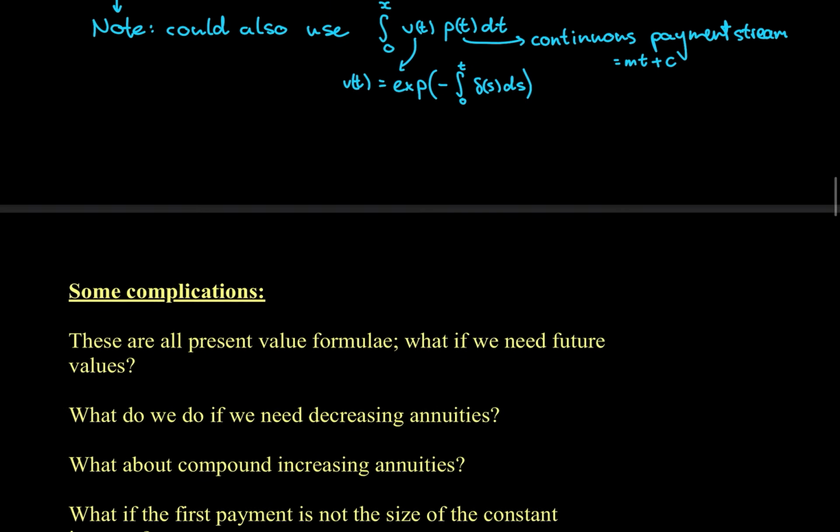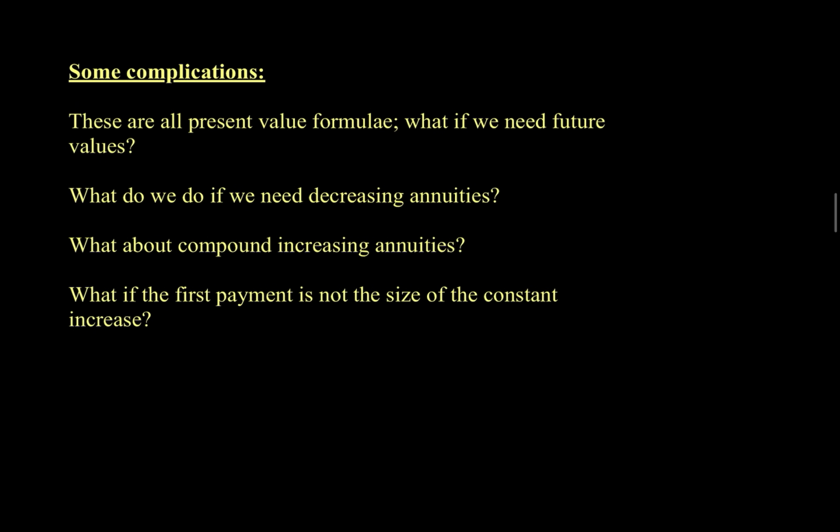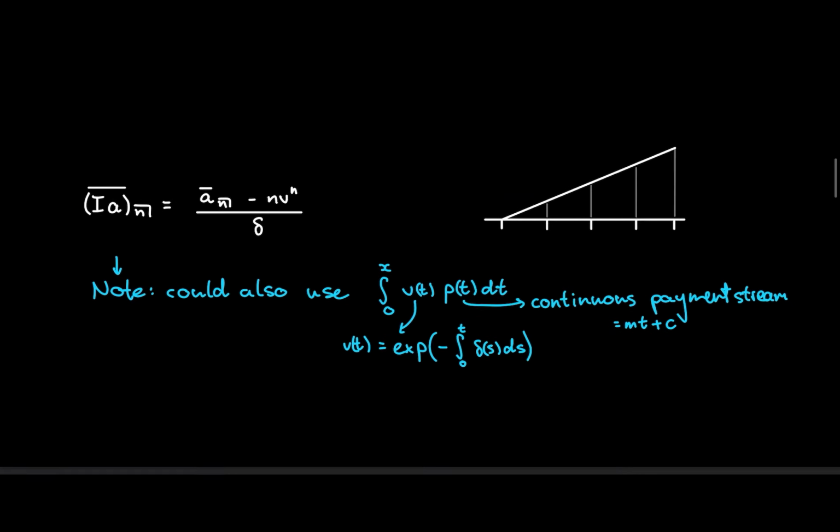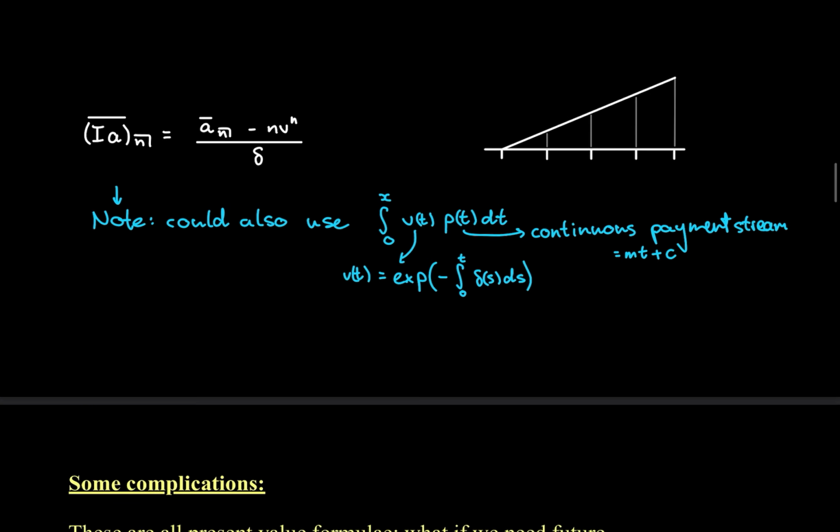Okay, so let's move over to some common complications. So the first one, these are all present value formulae. Now what happens if we need future values? So there are formulae for the future values, but most of them are just future valuing the present value formulae, and I really don't think there's much point in showing you those formulae. So I just recommend you know the present value formula, and if you ever ask for future value, just calculate the present value first and then future value it afterwards, so that you don't have to complicate your life and you're working with formulae that you know.